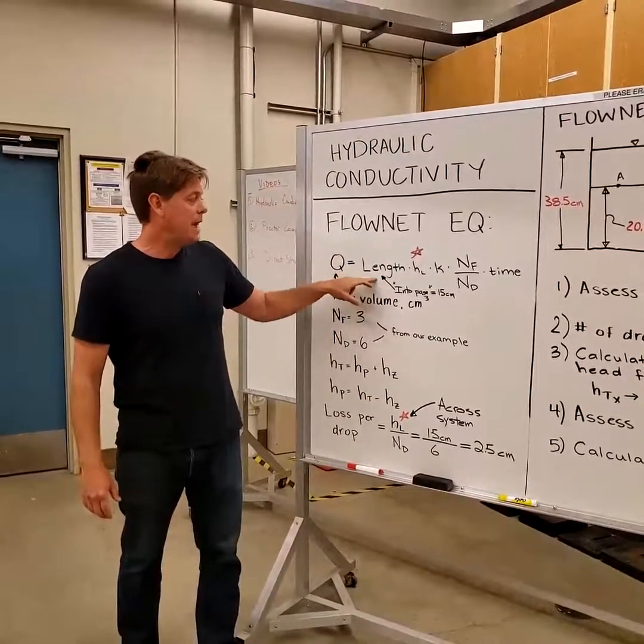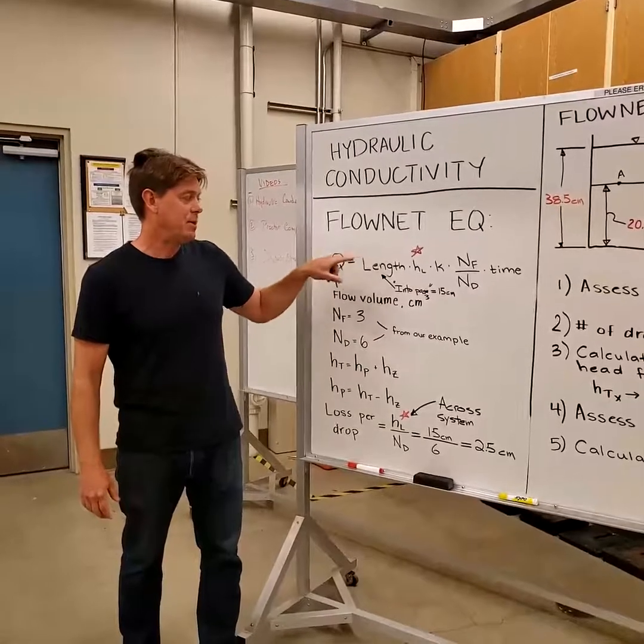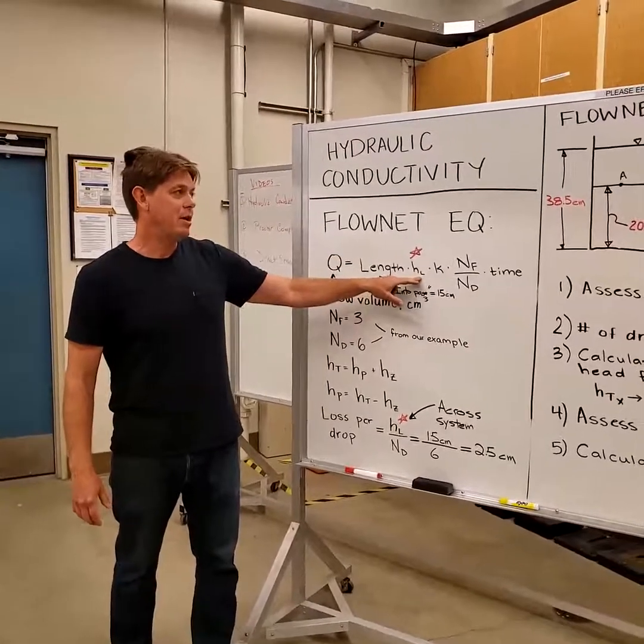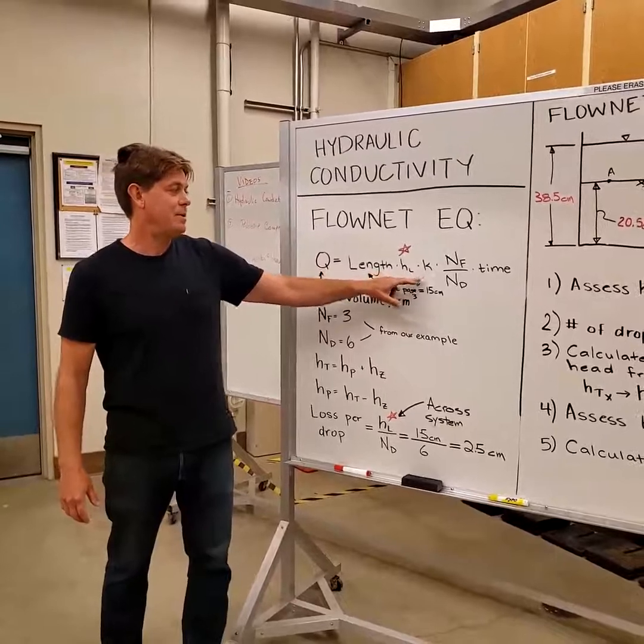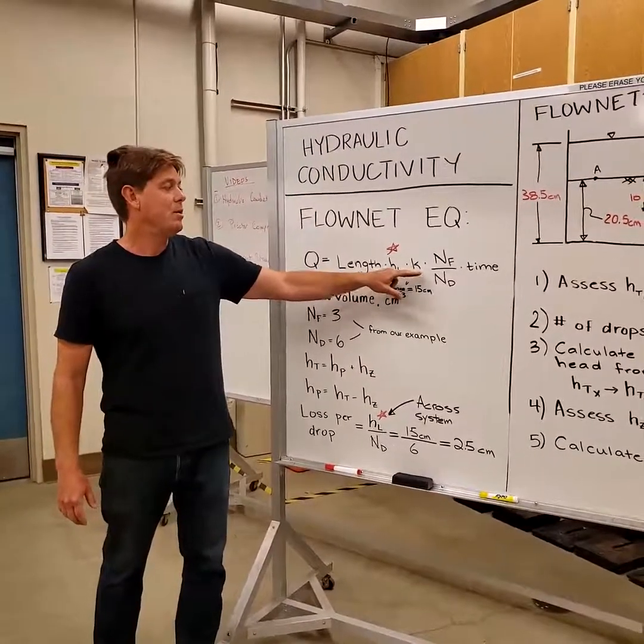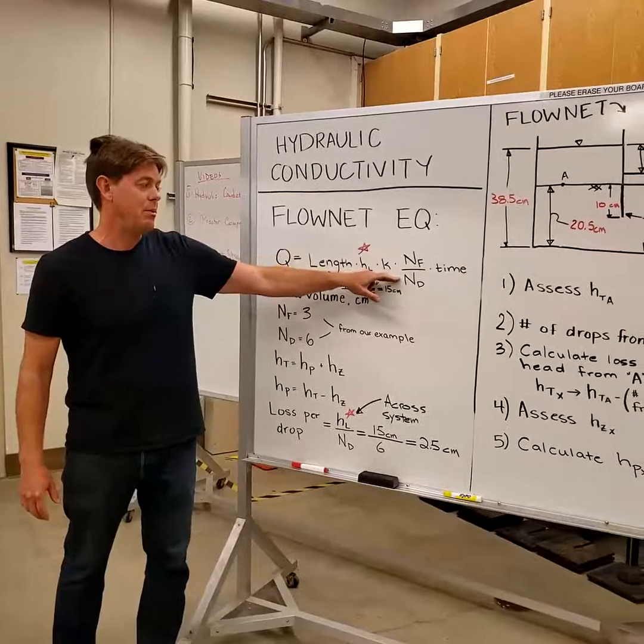So we know the length, it's 15 centimeters. The head loss across the system, we've already measured that. This is what we're going to try to calculate. We know we have 3 flow channels, and we know we have 6 drops.